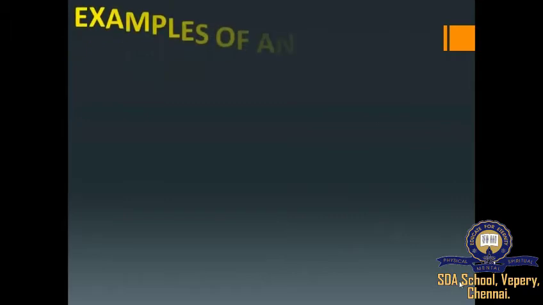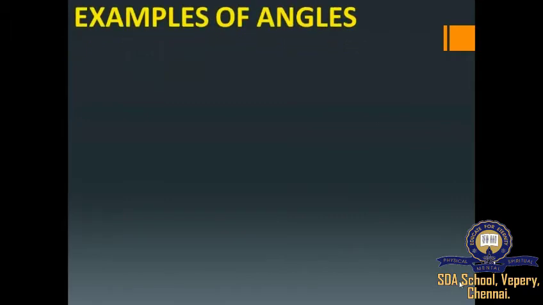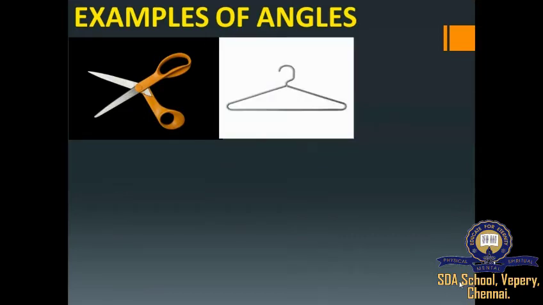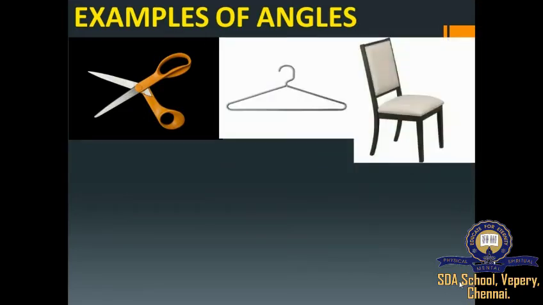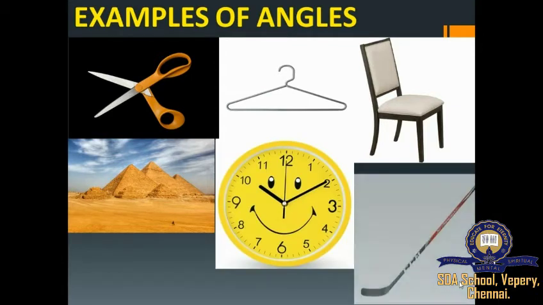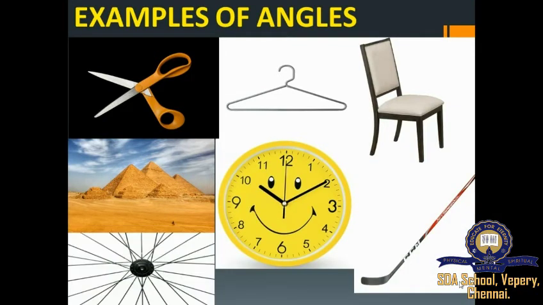Now we look at examples of an angle. We can find angles in various things around us, such as a pair of scissors, an anchor, a chair, pyramids, a wall clock, a hockey stick, and cycle spokes. These are all examples of angles. We generally see angles in various things around us.